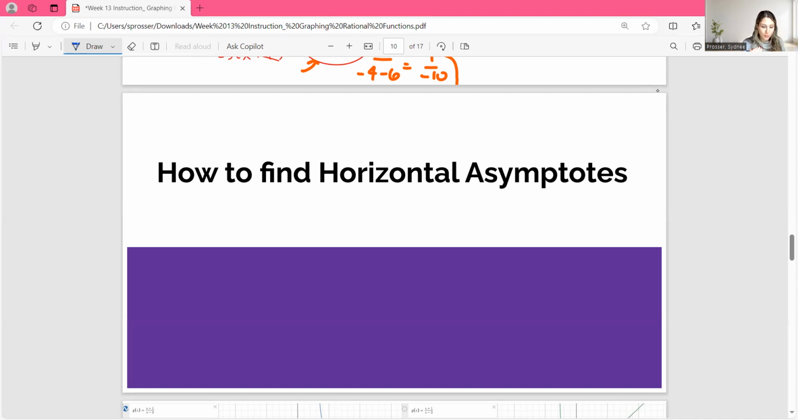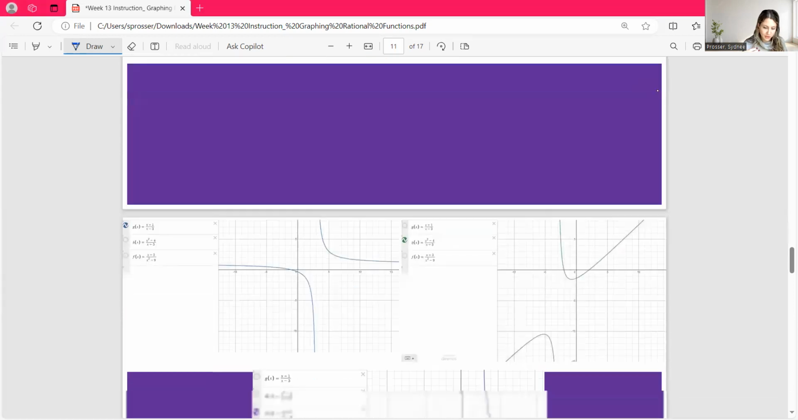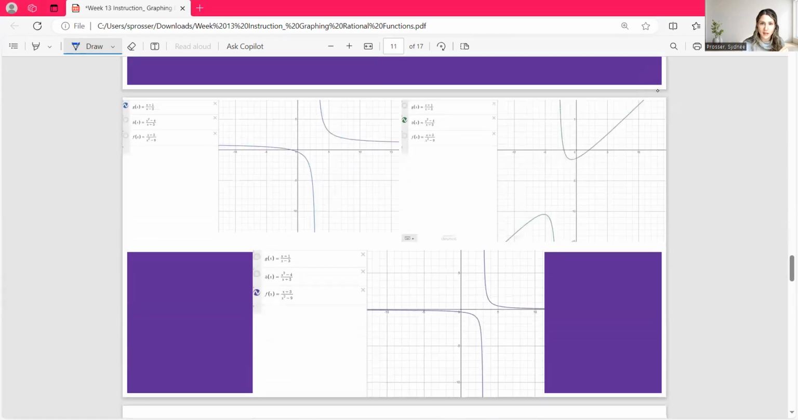Horizontal asymptotes, we have a different set of rules, right? We just talked about vertical asymptotes: set the denominator equal to 0, solve, you're done. Horizontal asymptotes work a little bit differently. So I'm going to show you 3 different examples first, and then we're going to talk about the procedures that need to be done to find the horizontal asymptotes.